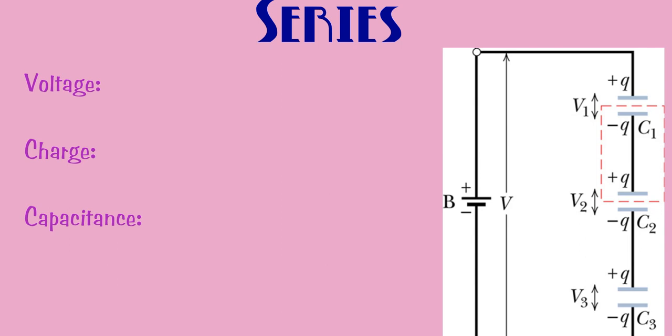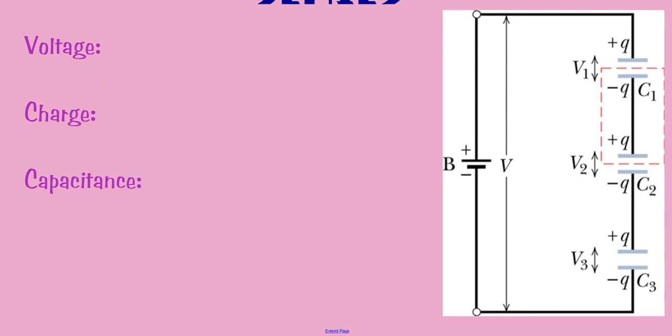We are once again going to go through voltage, charge, and capacitance rules for each. We'll start off with voltage. Again, we're going to think about the loop rule. Let's say that I'm starting off in the bottom left corner of my circuit, traveling in a loop around my circuit. First thing I would encounter would be that battery, going from the negative side of the battery to the positive side.